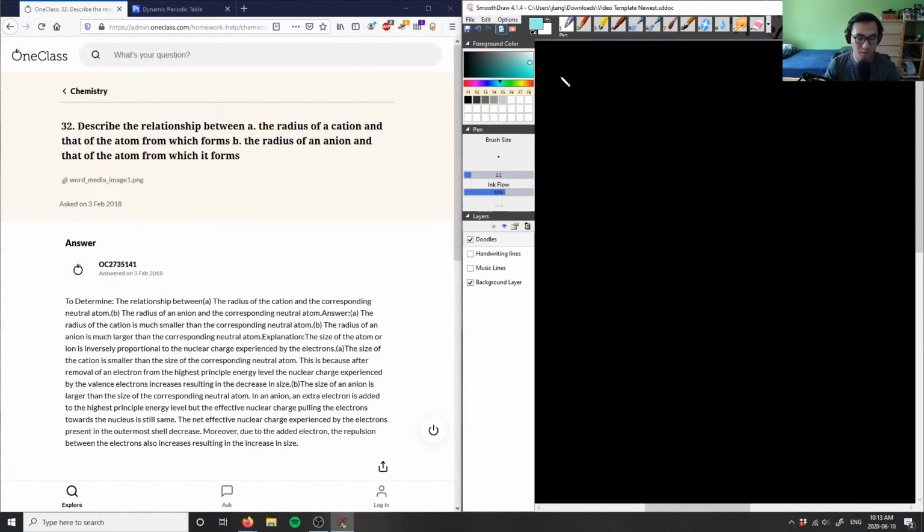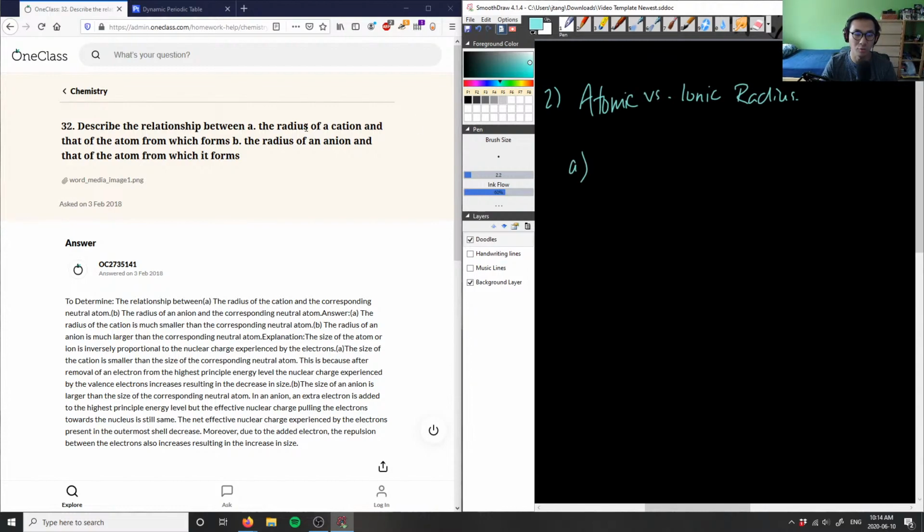Question 2 is asking, describe the relationship between, and the A here is the radius of the cation and that of the atom from which it forms, and the radius of an anion and that of the atom which it forms. This is number 2. So this is the difference between atomic versus ionic radius. So let me take case A here first.